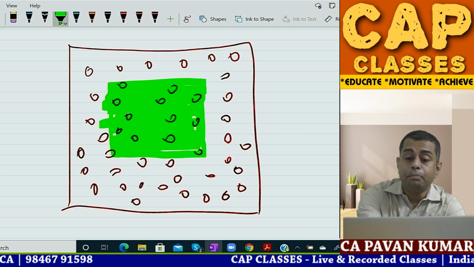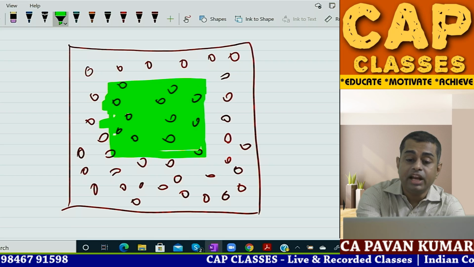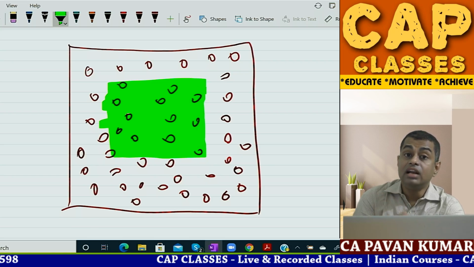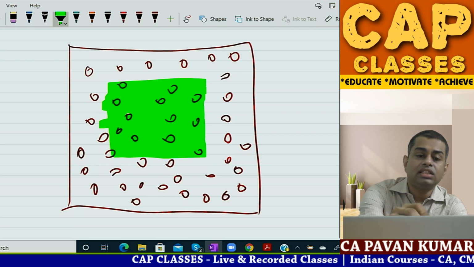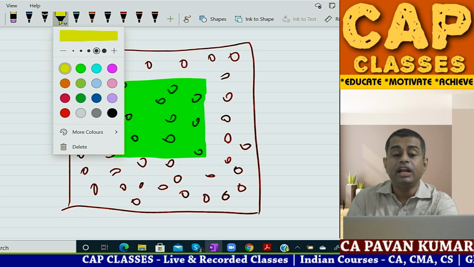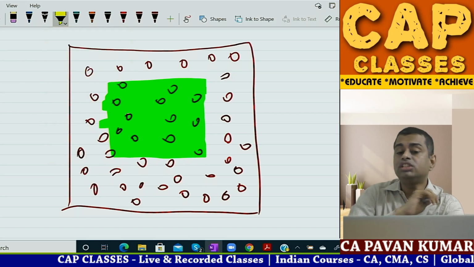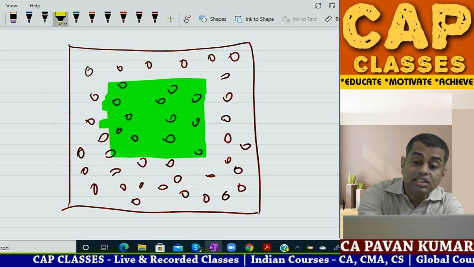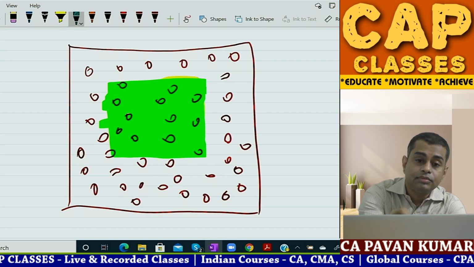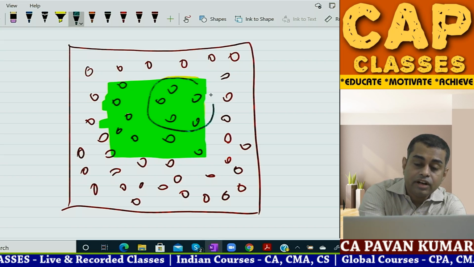So what is that big box? That big box is matters communicated to management. What is this green color box? These are significant matters communicated to those charged with governance. From this I have identified this. From this I have identified this.